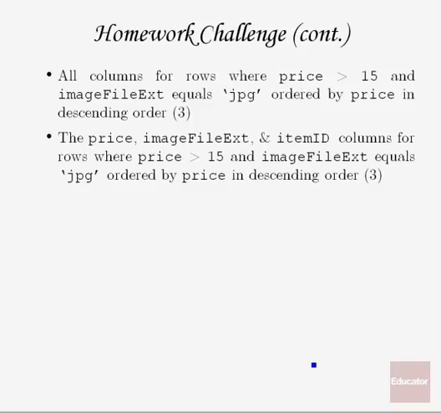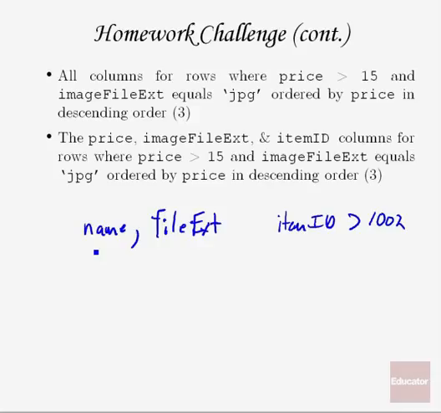I also encourage you to experiment with queries on your own. Maybe make up a query. Say, I want to get the name and file extension of all items that have an item ID greater than 1002, for example. And then maybe I want to order them according to name in descending order, so descending alphabetical order by name, and so forth. Feel free to play around with it as much as you want. You're not going to break the database, and it'll give you practice writing these queries.